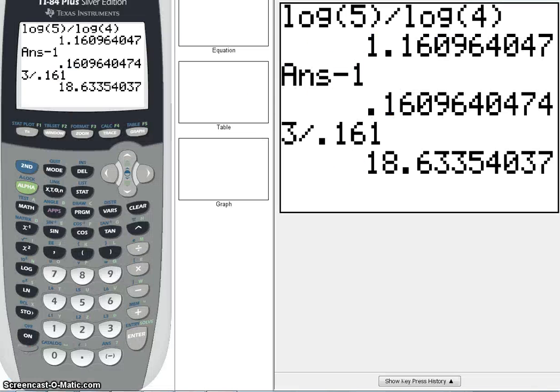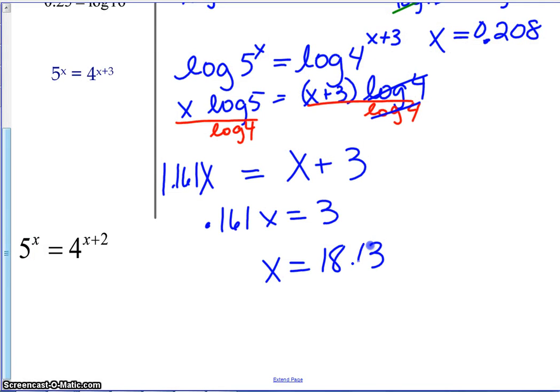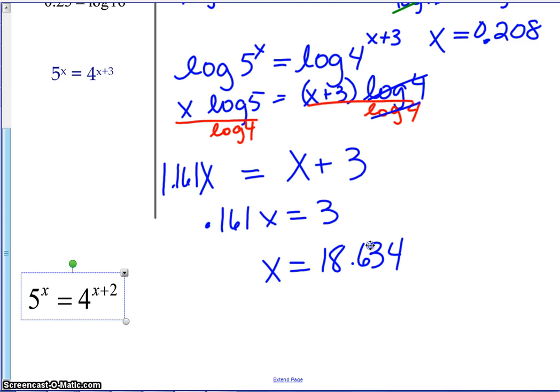So in the end, my x equaled 18.634. There we go. So that was my answer. It took a little bit of time to get to that answer, but that's how we work out the answer.